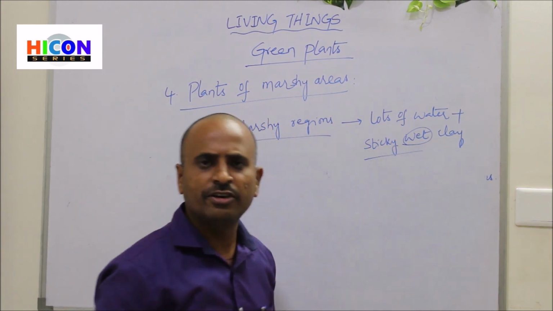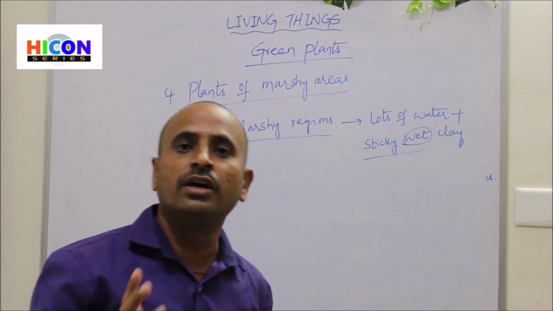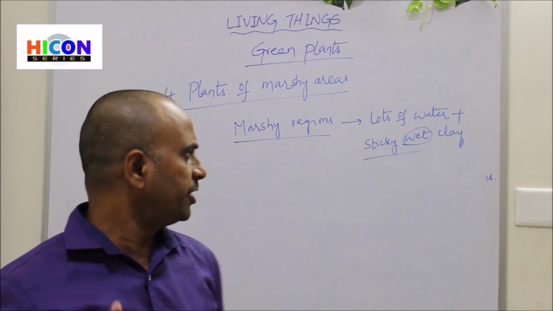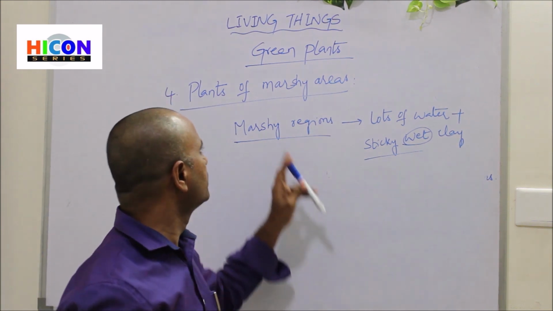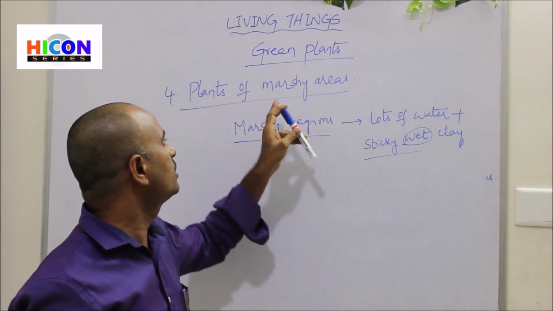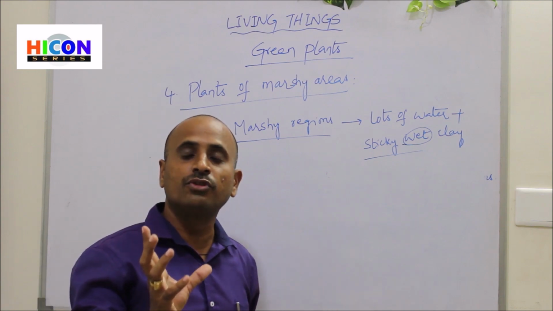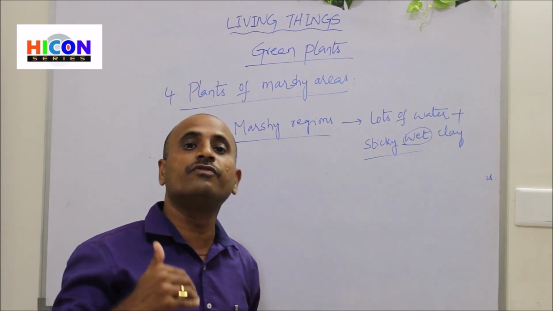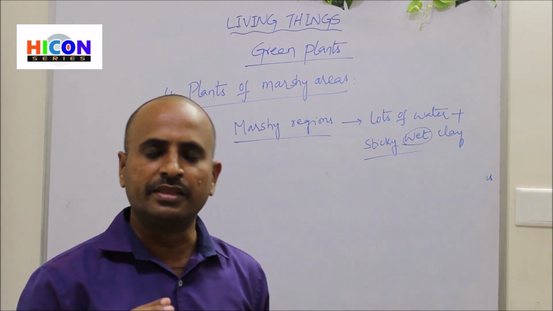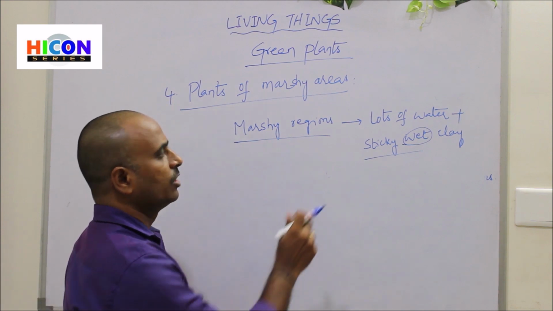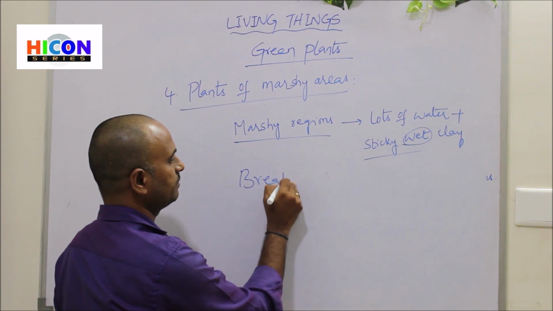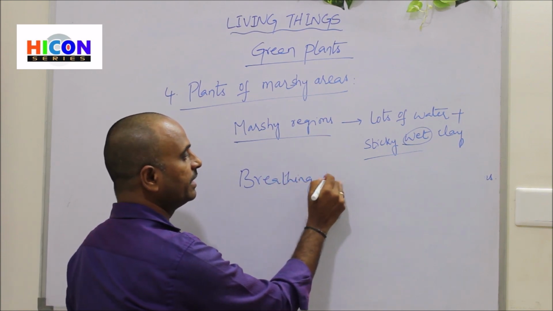And this sticky soil does not allow the roots of the plants to breathe. So the roots of the plants growing in marshy areas will come out of the soil and out of the water level for breathing. That's why the roots of these plants are called breathing roots.